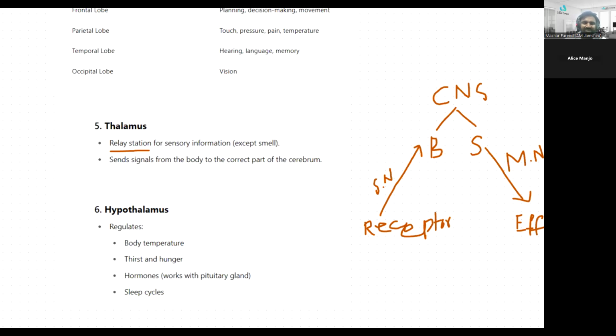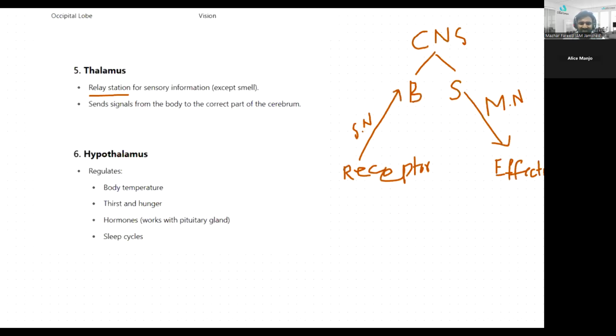And the third portion of the forebrain is the hypothalamus. The hypothalamus is a major controlling part of the brain. It also controls and regulates body temperature. Our body temperature is 37 degrees centigrade. Our body temperature rises or lowers when the hypothalamus is disturbed.